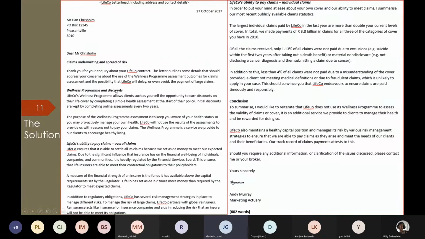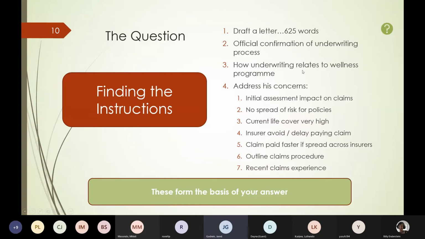How does the wellness program and discounts work? I'm going to jump back. You see, how does the underwriting relate to the wellness program? It's an instruction in the paper. Now I want you to go find it and see it. Because often if you look at the solutions that are put out there, you go, oh, I'm not sure I would have categorized it the same way. But that's fine in a way.